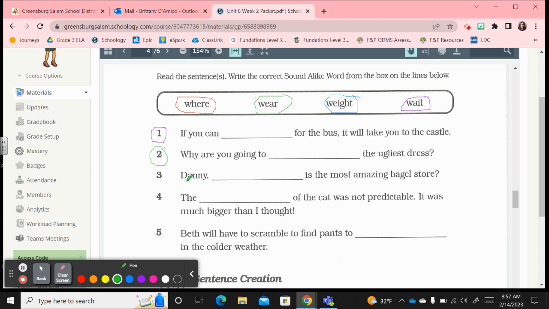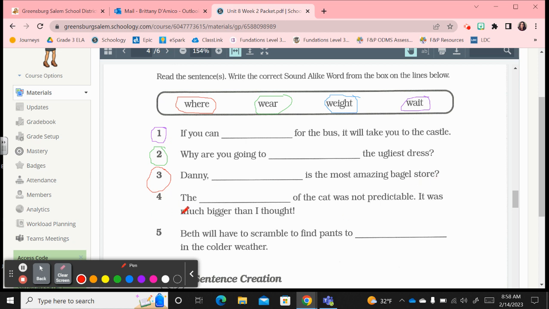Number 3, Danny, where is the most amazing bagel store? Or Danny, wait is the most amazing bagel store. We know we're dealing with one of these wheres. And if we're asking where something is, the location, we're using this one, WHERE. Danny, where is the most amazing bagel store?